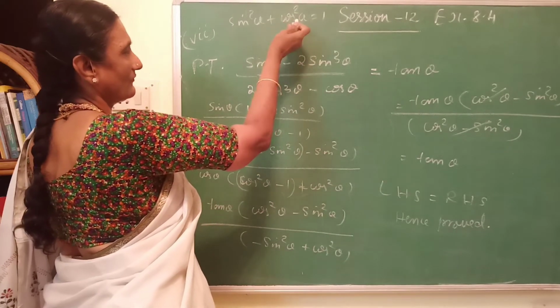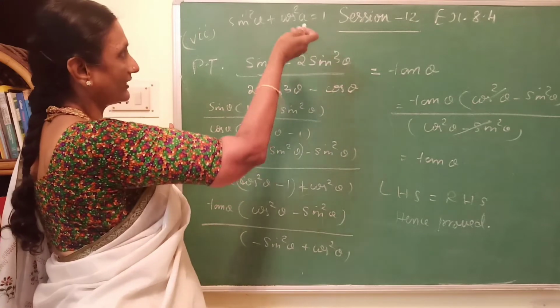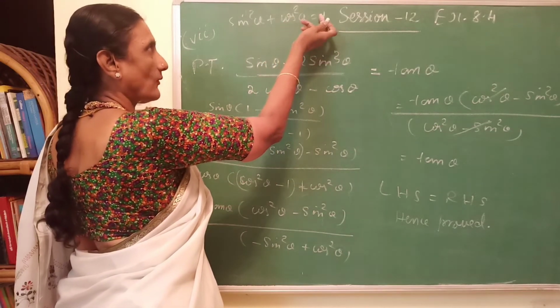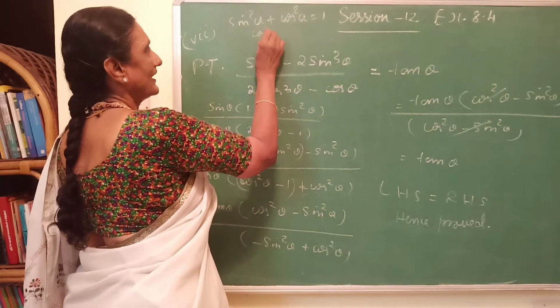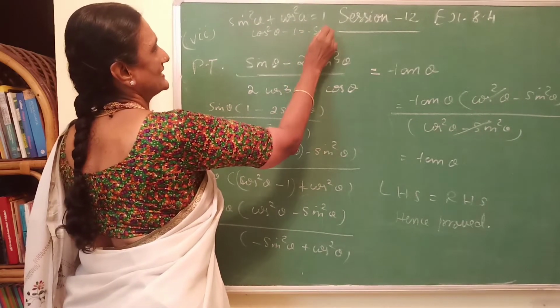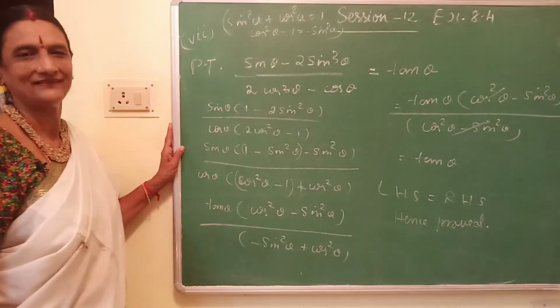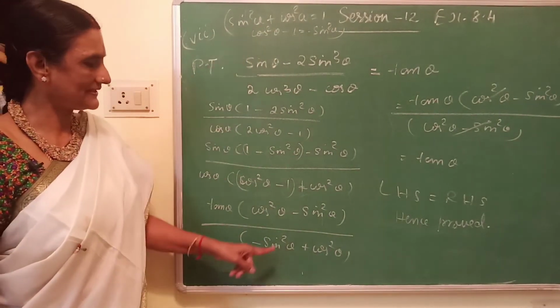So cos square theta, if I want, becomes 1 minus sin square theta. But cos square theta minus 1, the 1 has to come here. Therefore cos square theta minus 1, the sin square goes to the other side, which becomes minus sin square. This can be considered. So I have used this here.